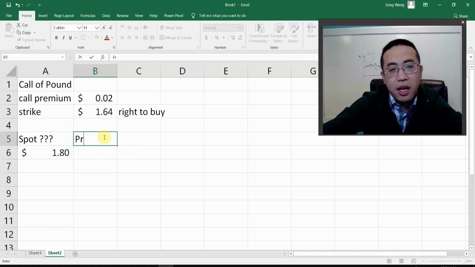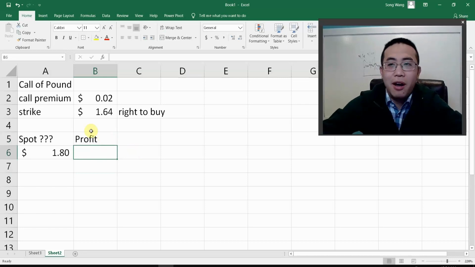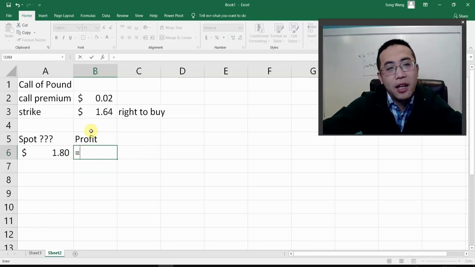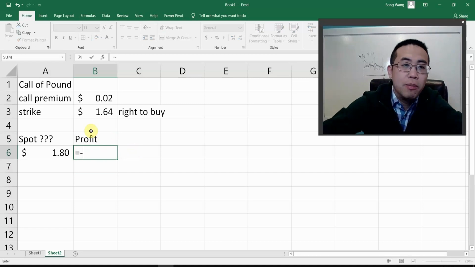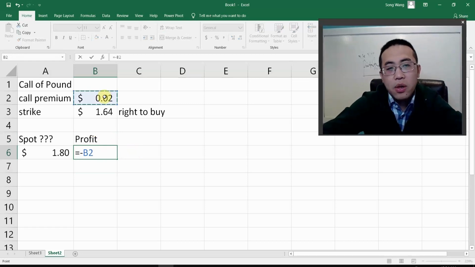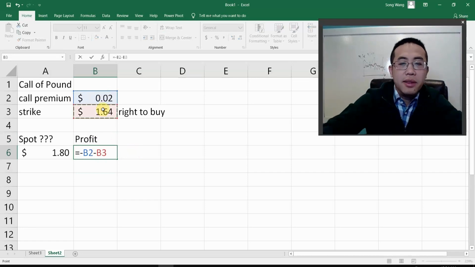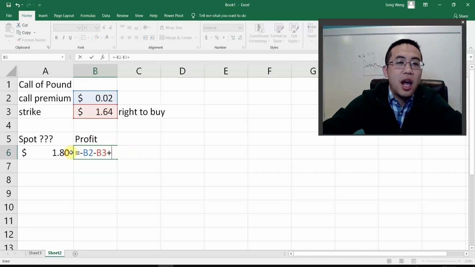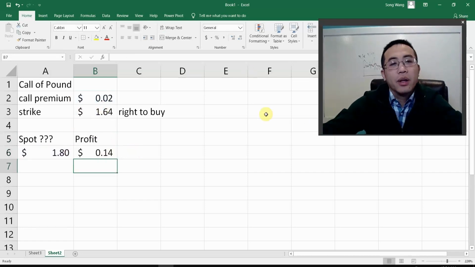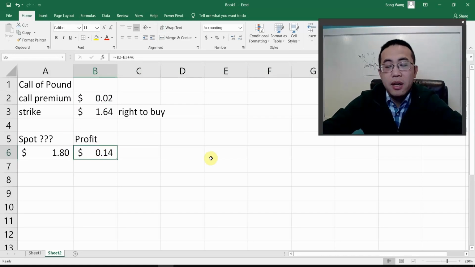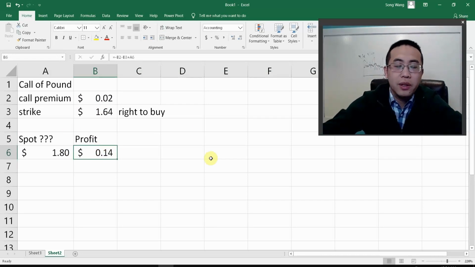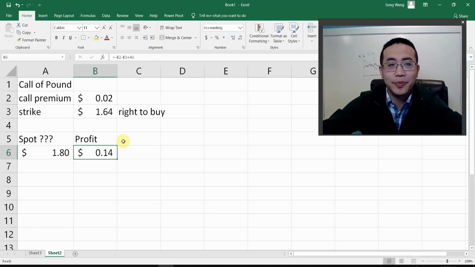But that's not good enough. I want you to be able to calculate the profit, all right? So how do you calculate the profit? Well, definitely you pay the premium of 2 cents per pound, right? And then when you exercise the option, you're going to pay the strike, and then you're going to sell at the spot, all right? That's how much profit you make per British pound, multiplied by 200,000. You will calculate how much your profit would be if your guess is right.